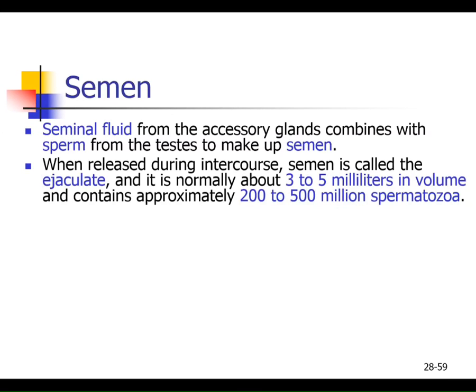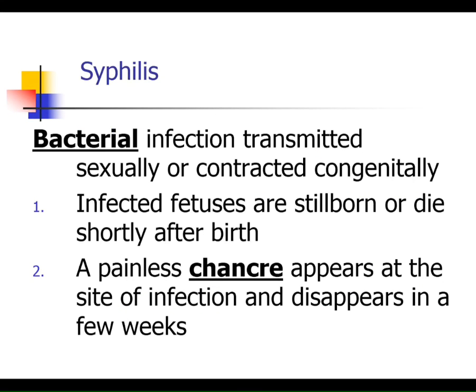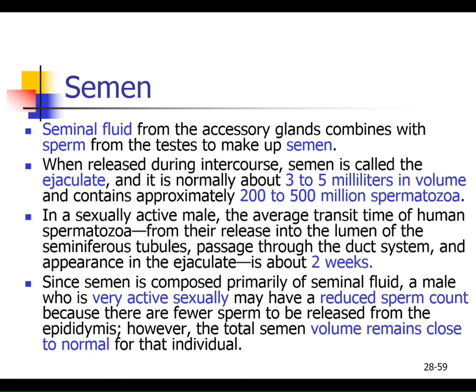Last slide. Semen is the combination of the sperm with the seminal fluids. The seminal fluids come from the glands we just discussed, and a typical ejaculate is going to have 3 to 5 milliliters. That's about half a teaspoon to a teaspoon, and within it will be between 200 and 500 million sperm. So those are just normal averages: half a teaspoon to a teaspoon per ejaculate, 3 to 5 milliliters, with 200 to 500 million spermatozoa or sperm.